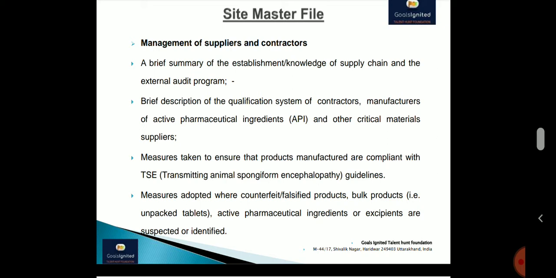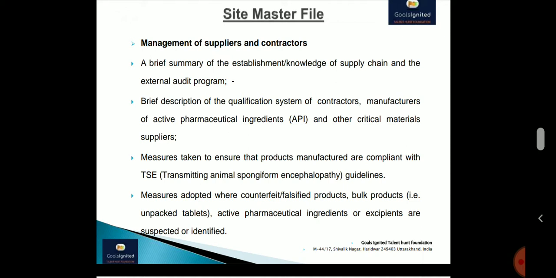Basically, all this information is required to be mentioned in the site master file so that a person who is not a part of the site may also have access and understand what the site actually has: what the competence of the personnel is, who the key personnel are, what the site location is, what certifications they have, and what GMP inspections they have faced in the last 5 years.